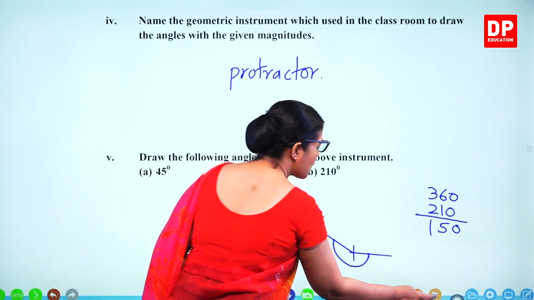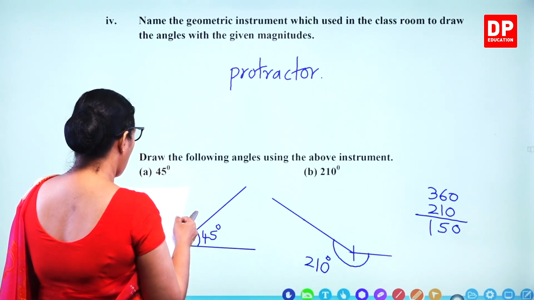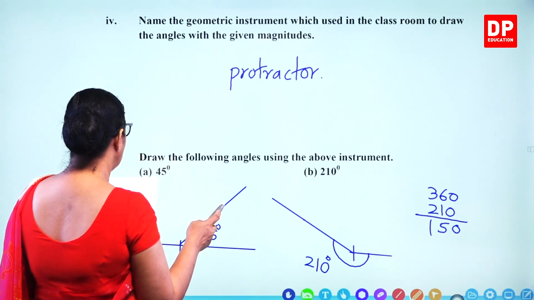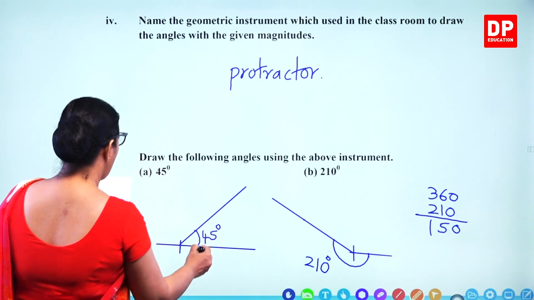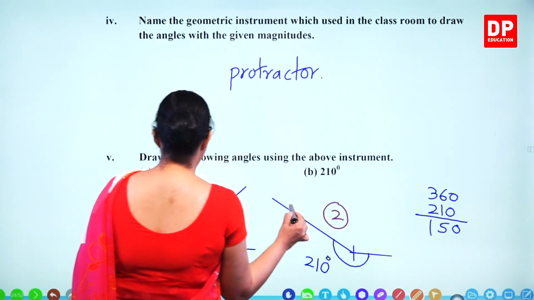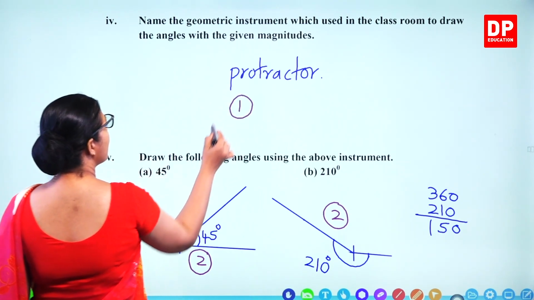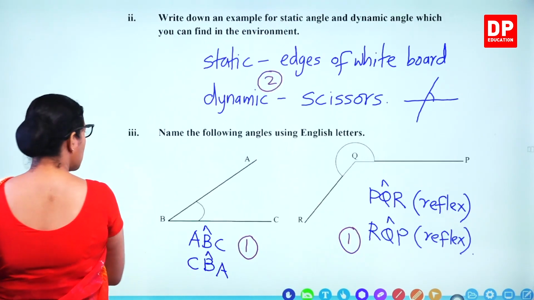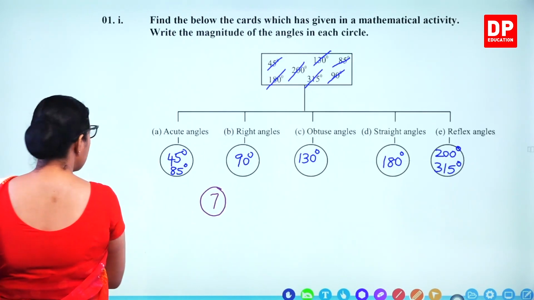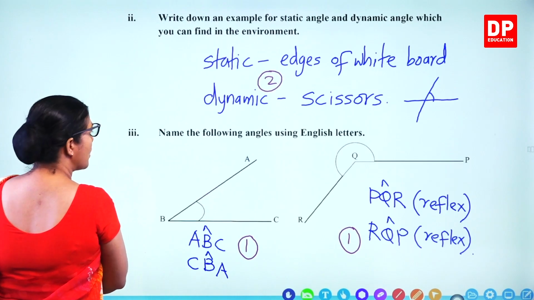So how many marks for this one? You are getting 2 marks here, 2 marks here, and 1 mark for this one. So 5. So 5 and 4, 9. 9 plus 7, 16 marks for the first question.